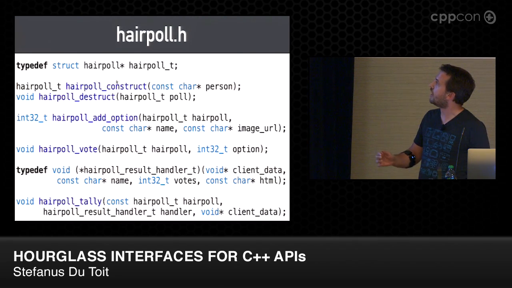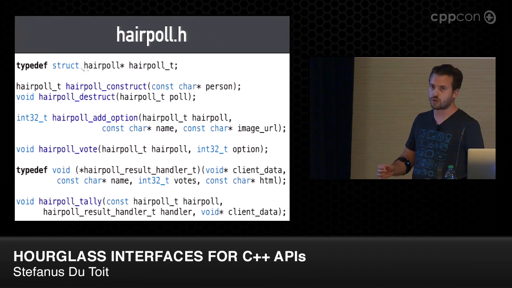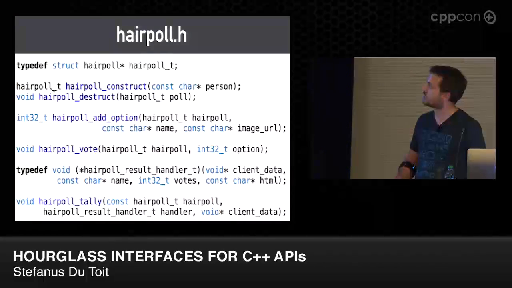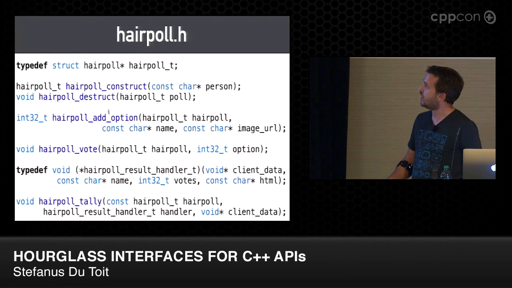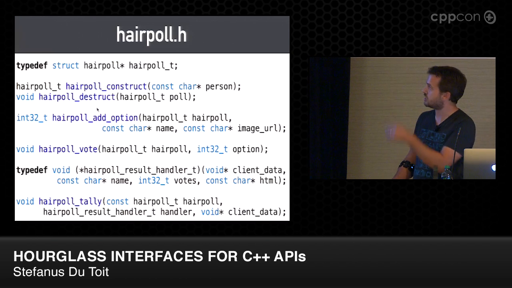There we go. All right. So we have this type here called hairpull_t. It's just a typedef to a pointer of struct hairpull. We can make ourselves one of these, which gives us this guy here, and we can destroy it. I'll get into some of this later.